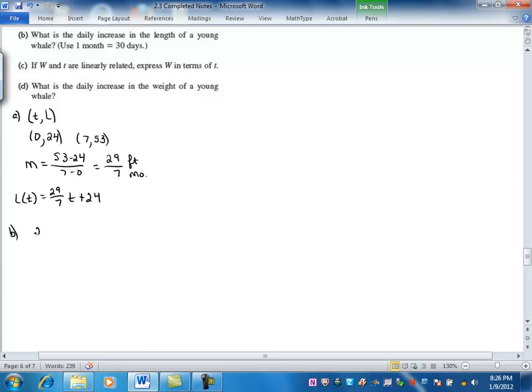So if we've got 29 feet over 7 months, if you will, we want this per day, and the problem says to use the fact that 1 month is 30 days. 1 month equals 30 days, and so our months cancel out here. We've got 29 over 210 feet per day. Alright, and this breaks down to about 1.67.